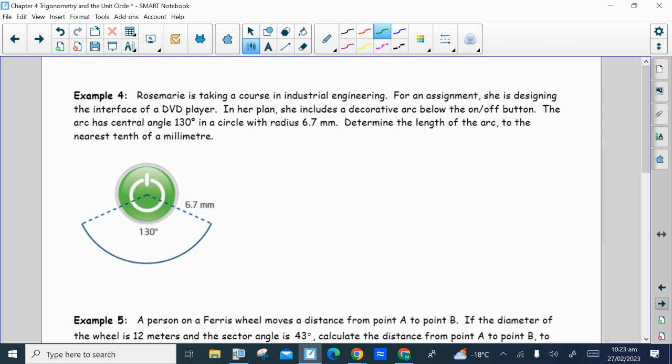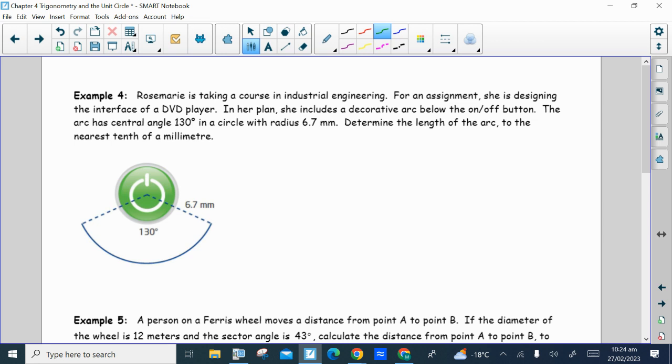Okay, so this next one is something that you would commonly see on a diploma exam because the central angle is given in terms of degrees. Rosemary is taking a course in industrial engineering. For an assignment, she is designing the interface of a DVD player. In her plan, she includes a decorative arc below the on-off button. The arc has a central angle of 130 degrees in a circle with a radius of 6.7 millimeters. Determine the length of the arc to the nearest millimeter.